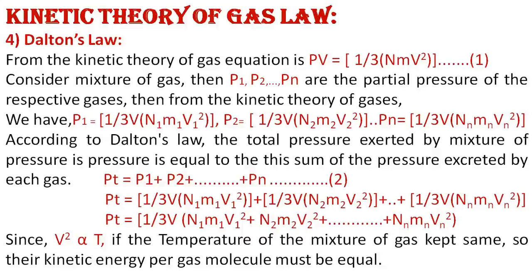So put the values 1 by 3V N1 m1 v1 square up to 1 by 3V Nn mn vn square. You get the combined terms outside, so the total pressure Pt is equal to 1 by 3V times N1 m1 v1 square up to Nn mn vn square, so that the different terms are in a bracket. Since v square is directly proportional to the temperature, if the temperature of the mixture of gases is kept the same, then their kinetic energy per gas molecule must be the same.